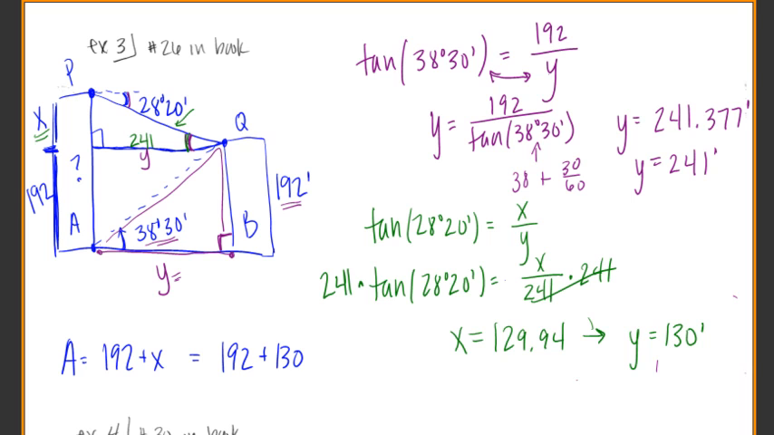So the height of building A equals 322 feet. And there's our overall answer.